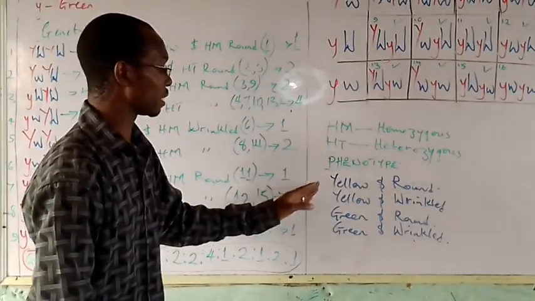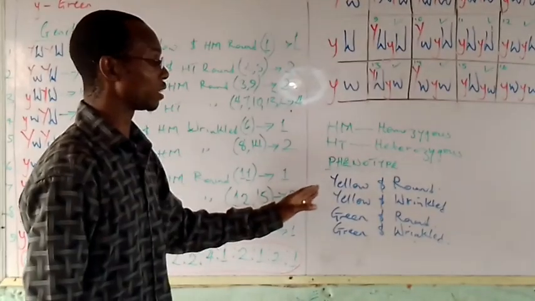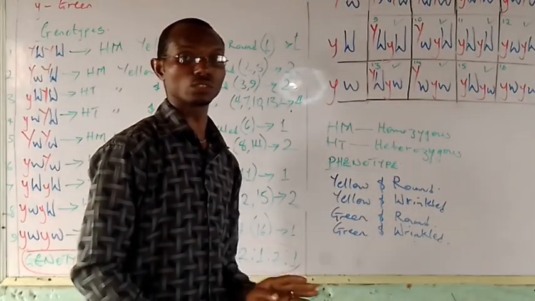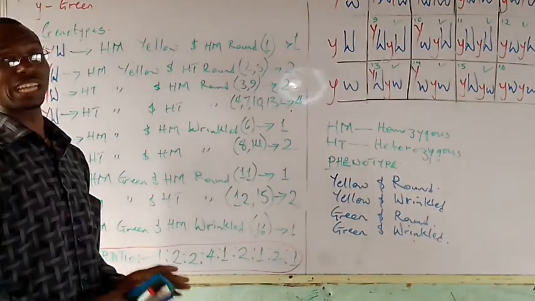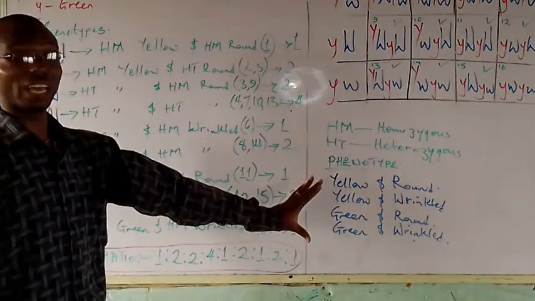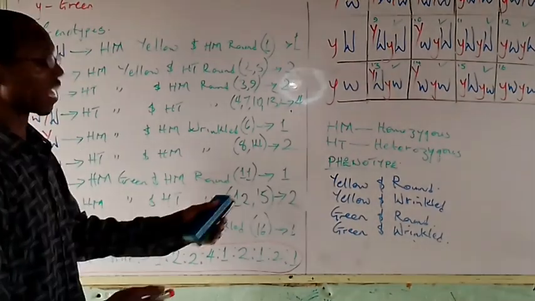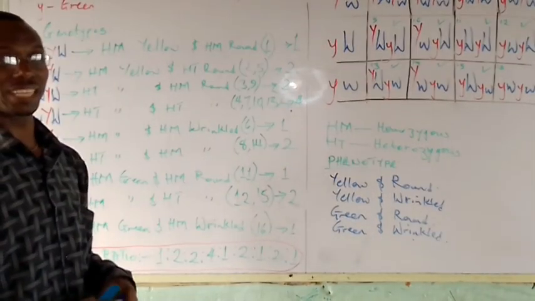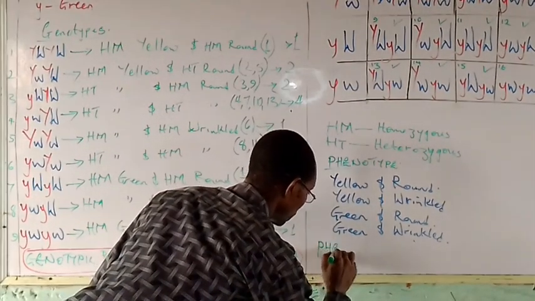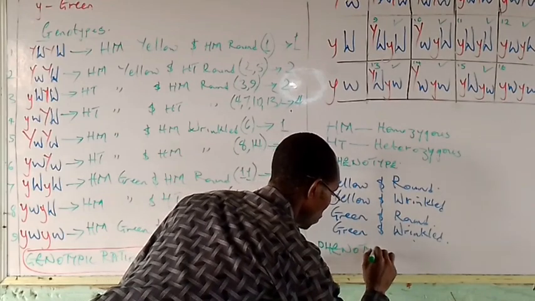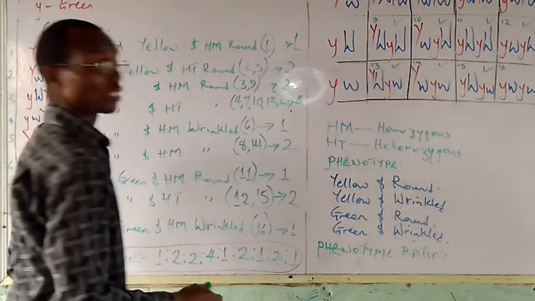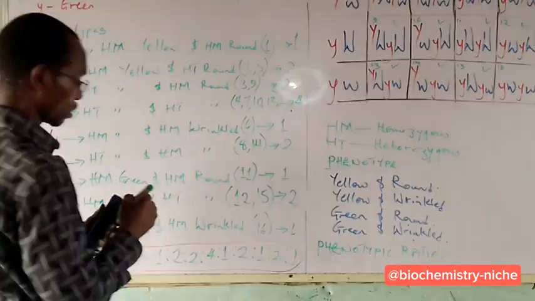We have some of them to be yellow and round. Some of them will be yellow and wrinkled. Some will be green and round, while some will be green and wrinkled. Those are the phenotypic possibilities that we have, the way we can see these outwardly, the four possibilities. Now, from that, you can get what we refer to as the phenotypic ratio. When we look at the phenotypic ratio, how do we get it?